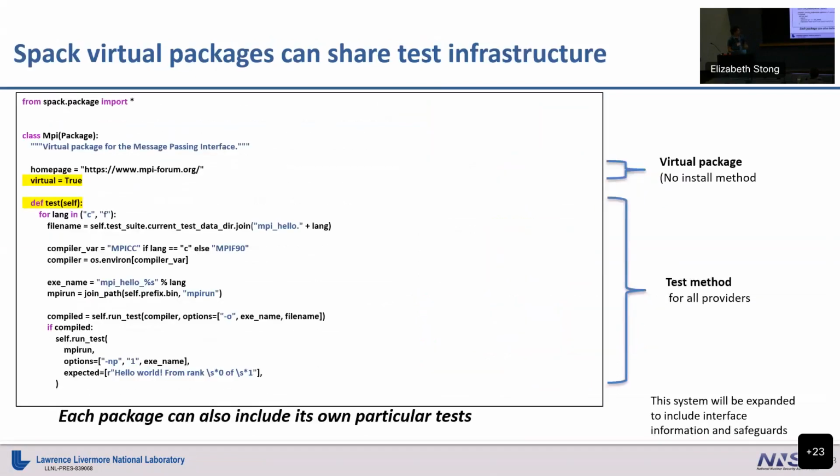In Spack, I showed you an example of a package file earlier. Here's the same package file, but it's for a virtual package. I've highlighted where we say it's a virtual package. And there are things that you can share among all of the implementations or all of the providers of a virtual package. In this case, it's a test method. We have an MPI hello world .c and .f that we use to test. And that test applies to any implementation. So we code it on the virtual package, not on the individual providers.